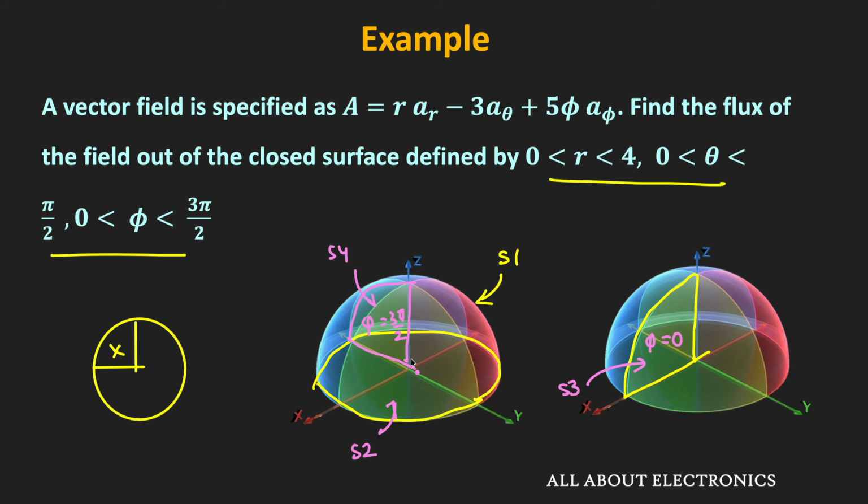In this way, for these 4 different surfaces, we can find the flux passing through the individual surfaces. Then, by combining the individual fluxes, we will get the total flux passing through the entire surface. So try to solve this example by yourself and let me know your answer in the comment section.